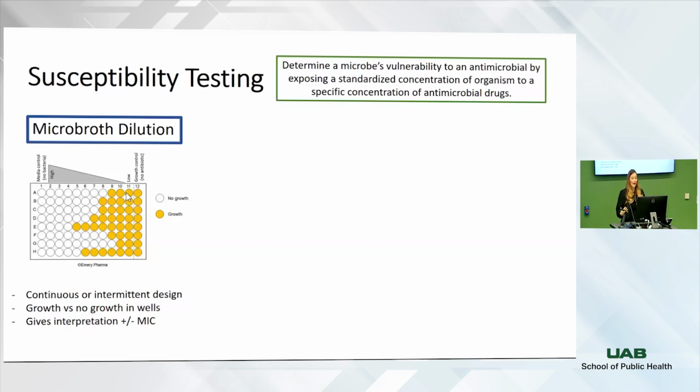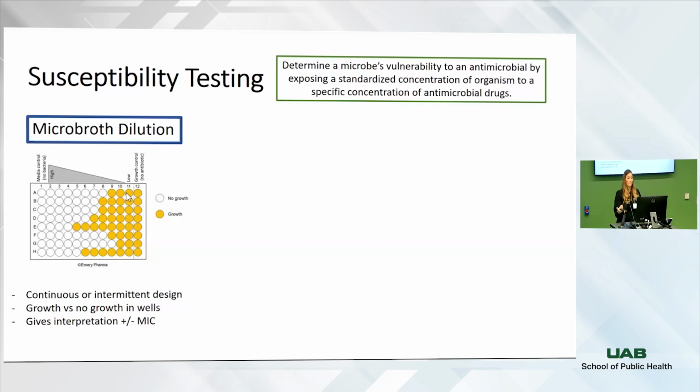Now there's 2 different types of microbroth dilution. There's continuous. So this is when you have a full spectrum of doubling dilutions, going from like 1 to 125 with doubling dilutions all the way. And then there's intermittent designs, in which you only test short little ranges of antimicrobial dilutions.